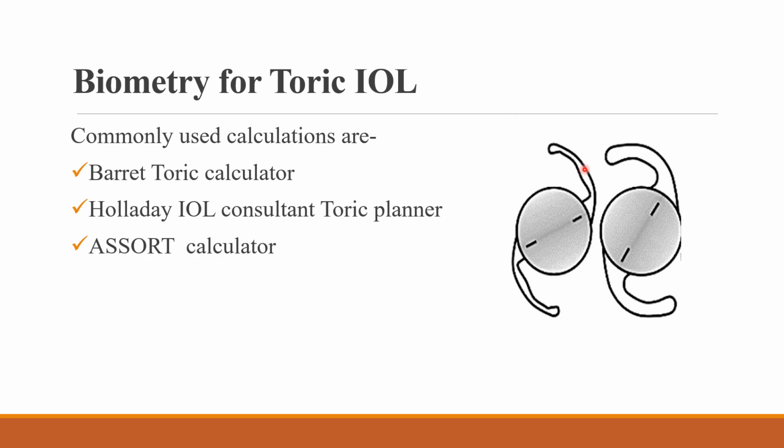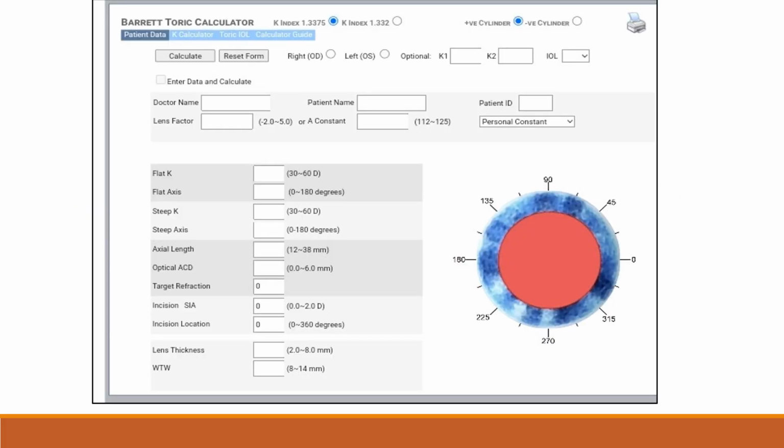Biometry for toric IOL. Commonly used calculators are Barrett toric calculator, Holladay IOL Consultant toric planner, and the ASSORT calculator. We see the Barrett toric calculator. Here is the input and we get the output.